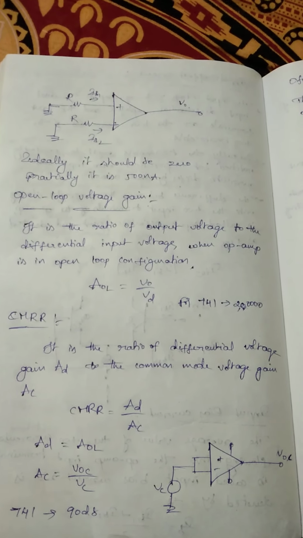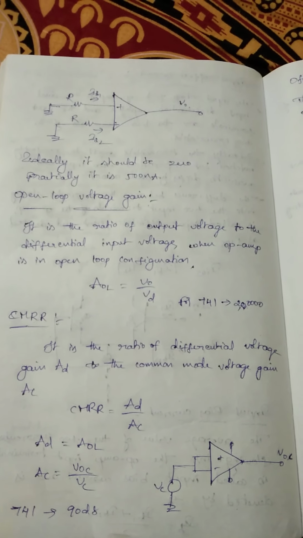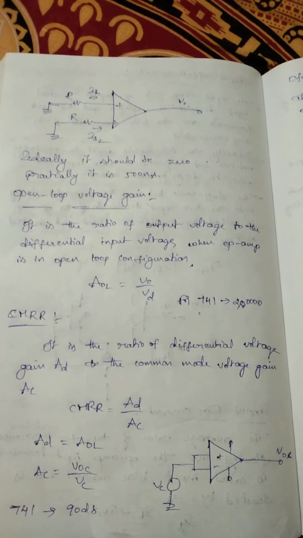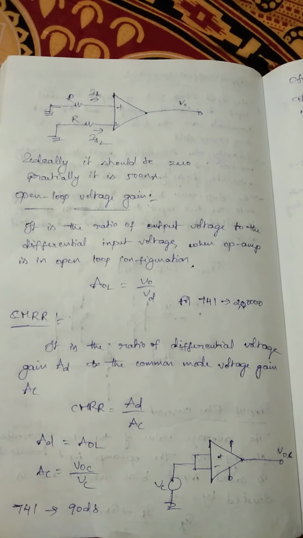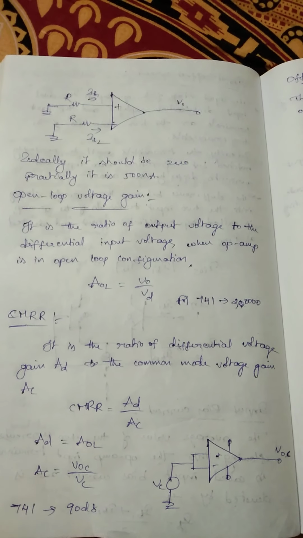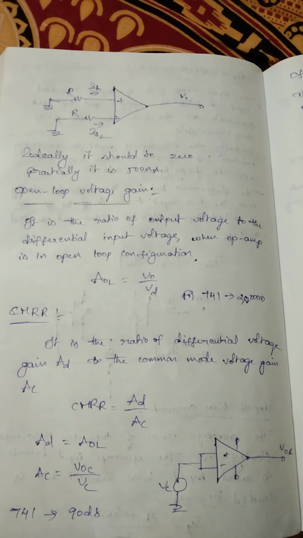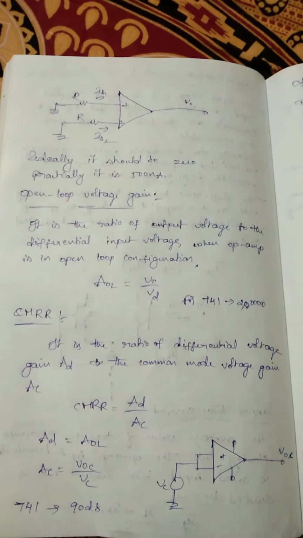In that condition, the gain is represented as AOL, and that is equal to V0 by VD. V0 is the output voltage, VD is the differential input voltage. For 741 op-amp, it is approximately equal to 2 lakhs.